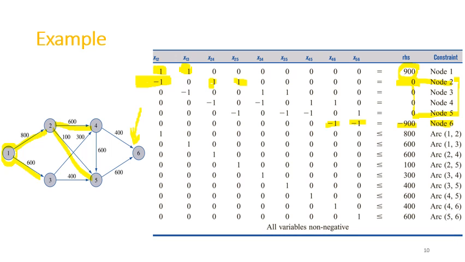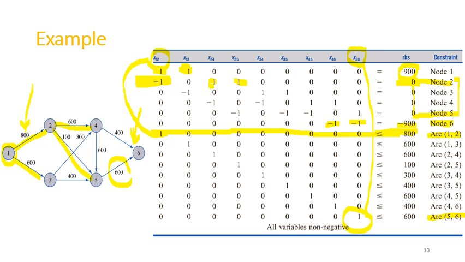Now, what about the capacity? We see, for example, arc 12 can hold at most 800 cars an hour. So for x12, the coefficient is 1, less than or equal to 800. Again, when you read this row, you read it as 1 times x12 less than or equal to 800. Let's see another example, from 5 to 6. Here, 1 times x56 must be less than or equal to 600.